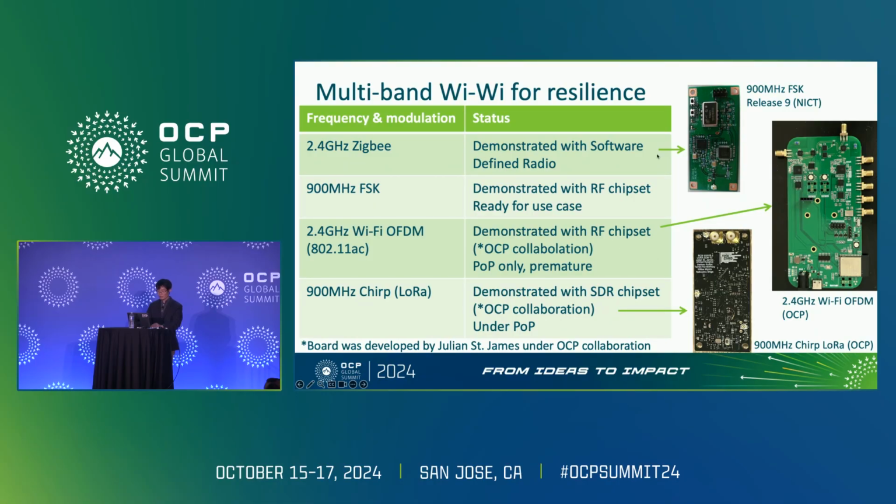And so, I'm sorry, the arrow isn't pointing right, but this is the 900 megahertz FSK board, and the 2.4 gigahertz Wi-Fi OFDM board was developed by Julian, and this 900 megahertz LoRa board is what we were just talking about. And this board was developed by Julian, and it's open sourced at GitHub.